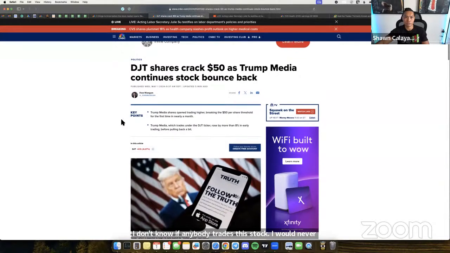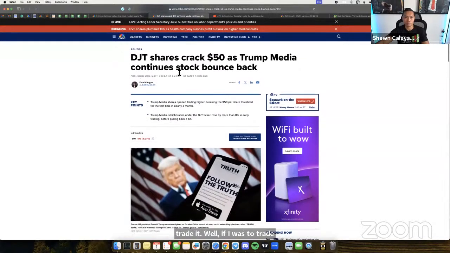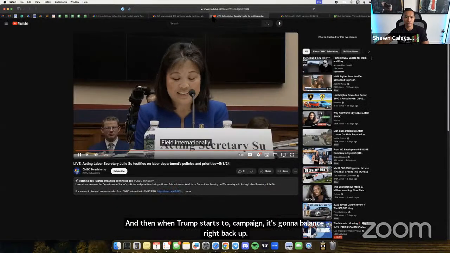Well, if I was to trade this, I would trade it with money that I'm planning on gambling, right? Because it's tricky. People are buying, people are selling. You don't know when this thing's going to actually dump through the floor. I think eventually it's going to dump through the floor. And then when Trump starts to campaign, it's going to bounce right back up. It's just going to be a mess, of course.